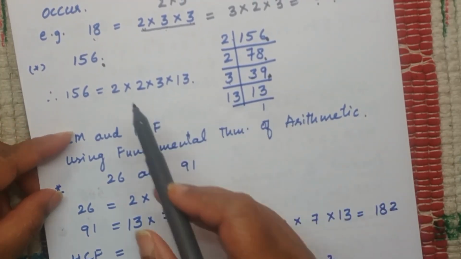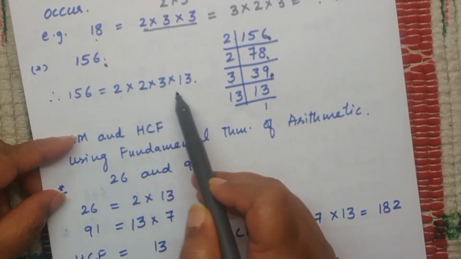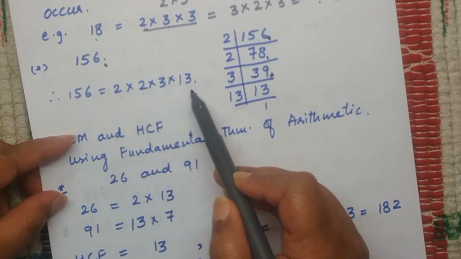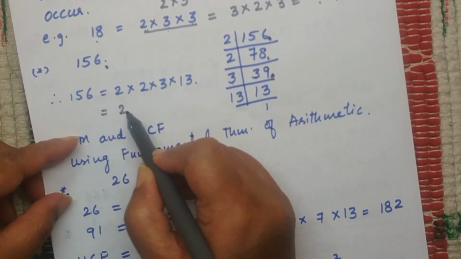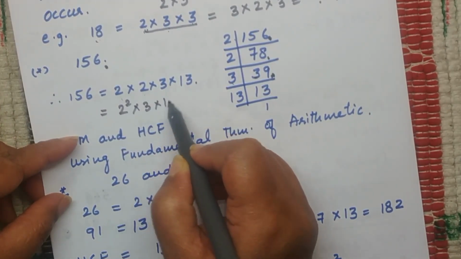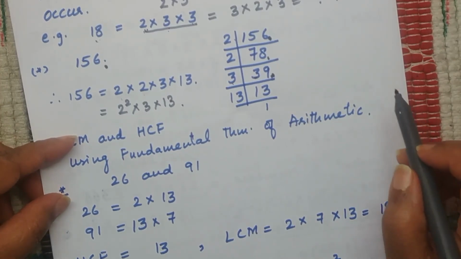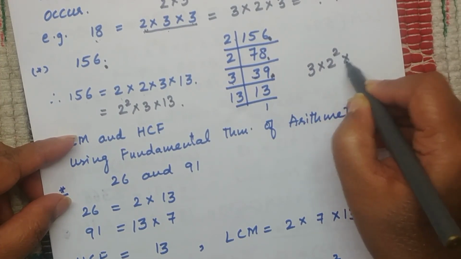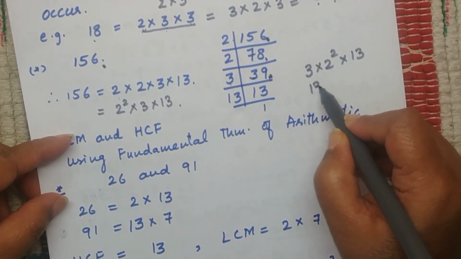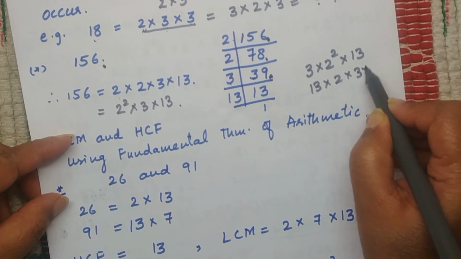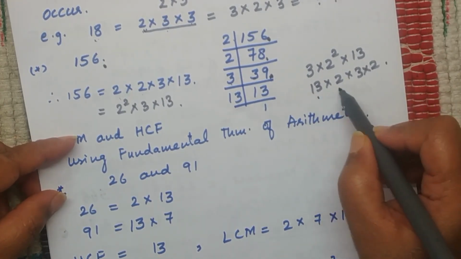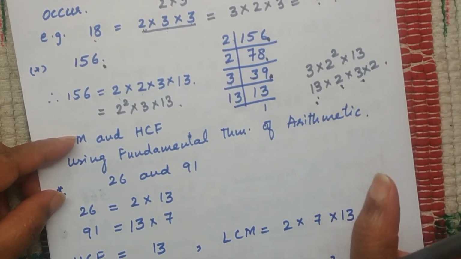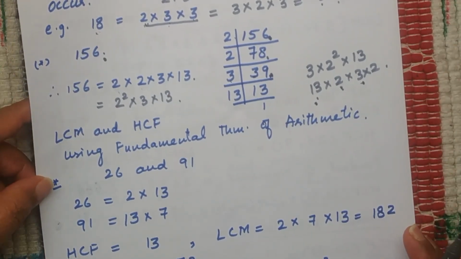And now this is the prime factorization. 2 into 2 into 3 into 13. 156, the prime factorization is 2 into 2 into 3 into 13. I may write it as 2 square into 3 into 13. So this is the prime factorization of 156. We may change the order. You may write it 3 into 2 square into 13. You may write it 13 into 2 into 3 into 2. So the order may change, but the prime factors remain same. 2, 3 and 13. These are the prime factors. The prime factors remain same of the number.